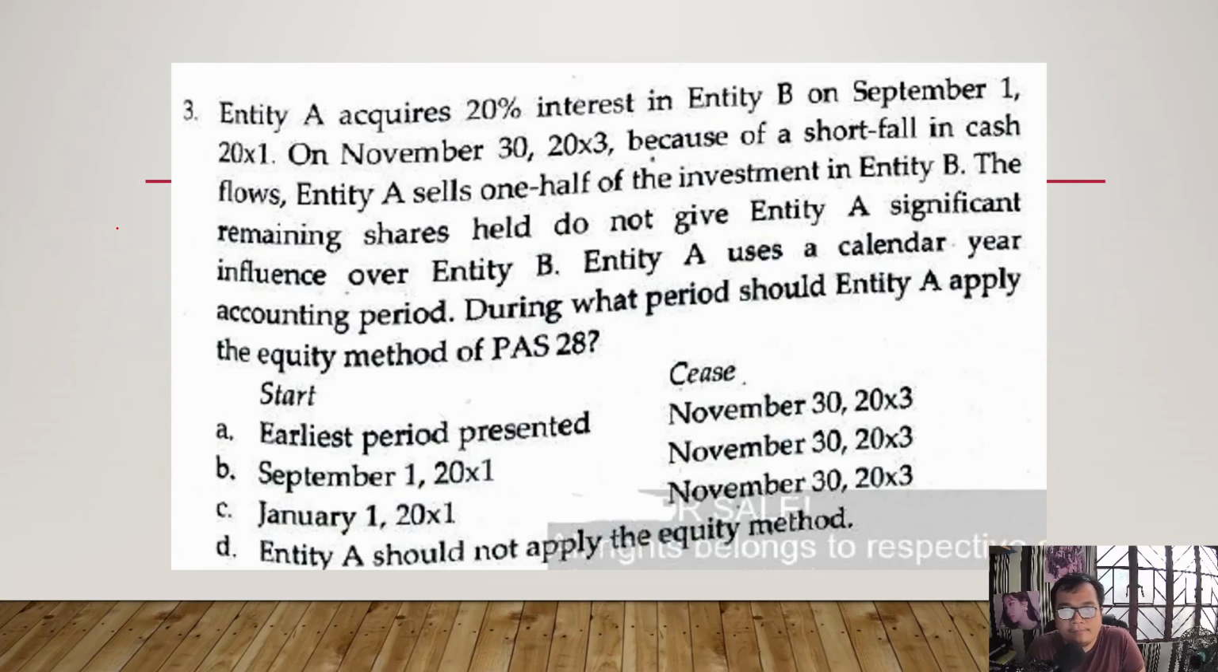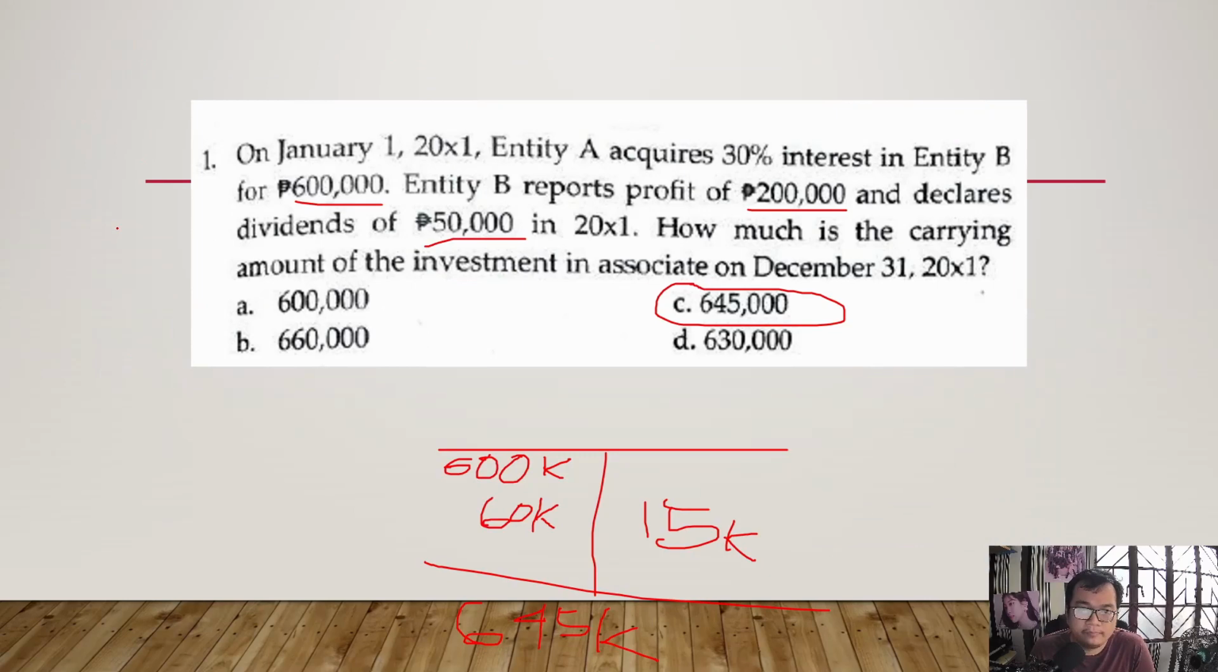Entity A acquires 20% interest kay Entity B on September 1, 2001. So, on November 30, 2003, so after 2 years, because of a shortfall in cash flows, entity A sells one half of its investment kay entity B. The remaining shares held do not give entity A a significant influence over entity B. Entity A uses a calendar year accounting period. During what period should entity A apply the equity method of PAS 28? So ito, di ba? Balikan natin.